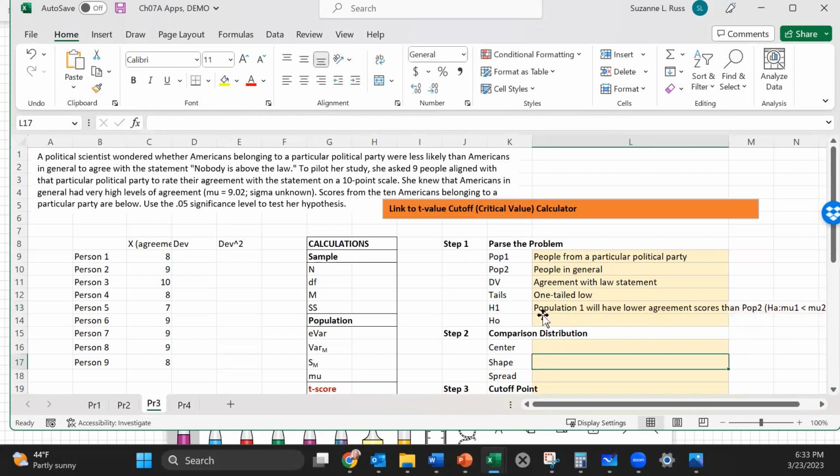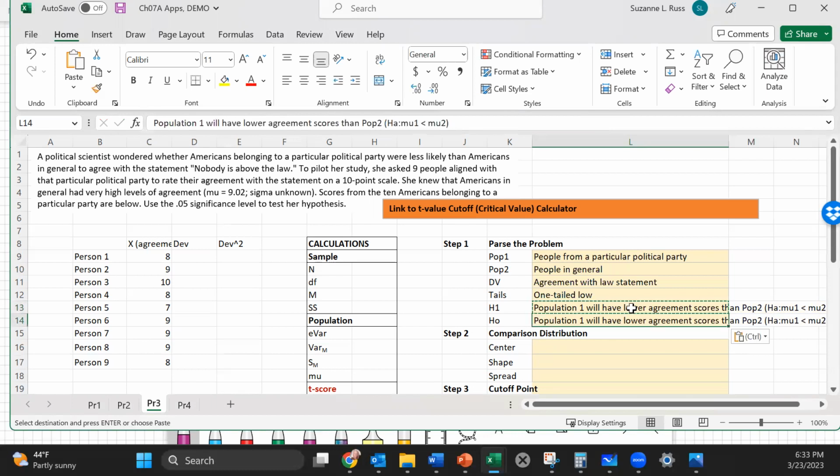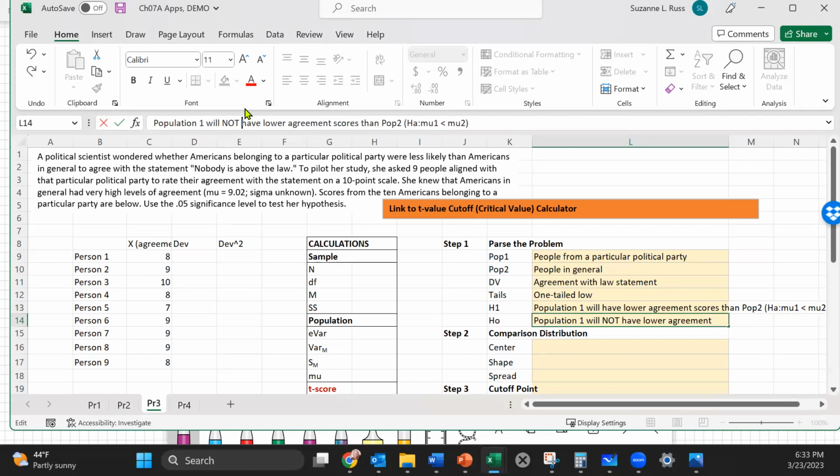And our null hypothesis is exactly the same, so I'm going to copy it, but we're going to add the word not right here before have: will not have lower scores. And in the shorthand version, I can simply write equal as the easiest way to do that.